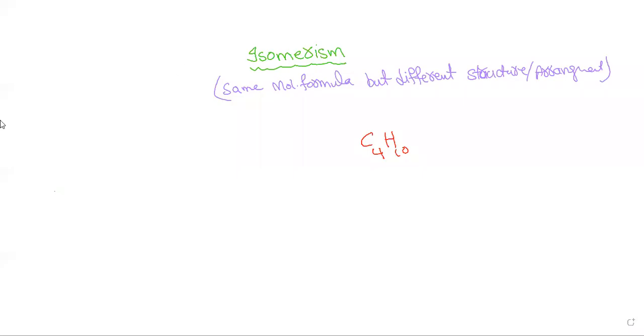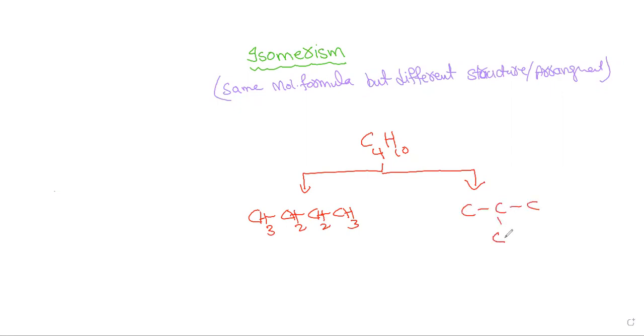C4H10. Isomerism is when compounds have the same molecular formula but different arrangement. Let's see, C4H10 is called butane. We may write it as a straight chain: CH3, CH2, CH2, and CH3. So C4H10, and you may write it in this other form as well.